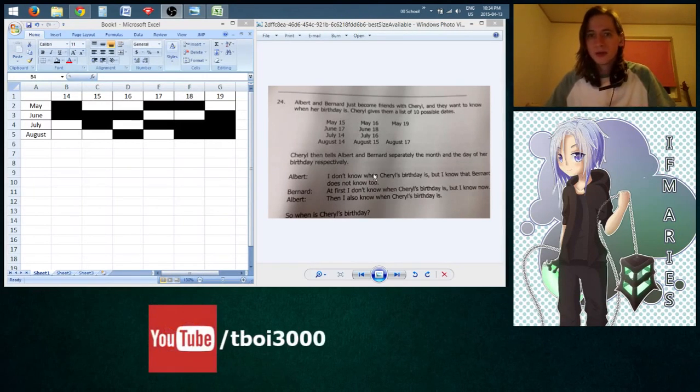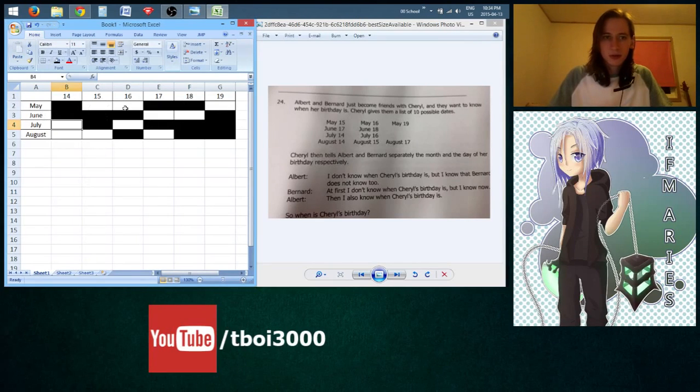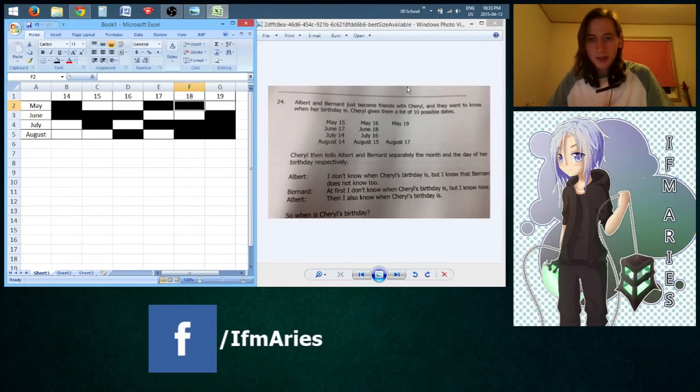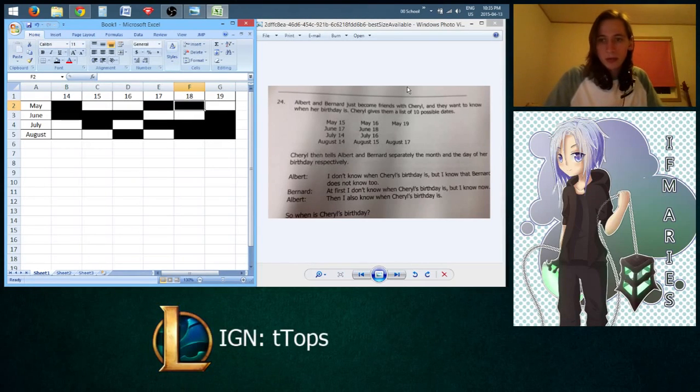Okay, so the problem here is Albert and Bernard just became friends with Cheryl, and they want to know when her birthday is. Cheryl gives them a list of 10 possible dates, which are here, which I also put up here. The blacked out dates are dates that cannot possibly be her birthday because they don't appear here. Cheryl then tells Albert and Bernard separately the month and the day of her birthday, respectively. So this means Albert knows the month, Bernard knows the day.